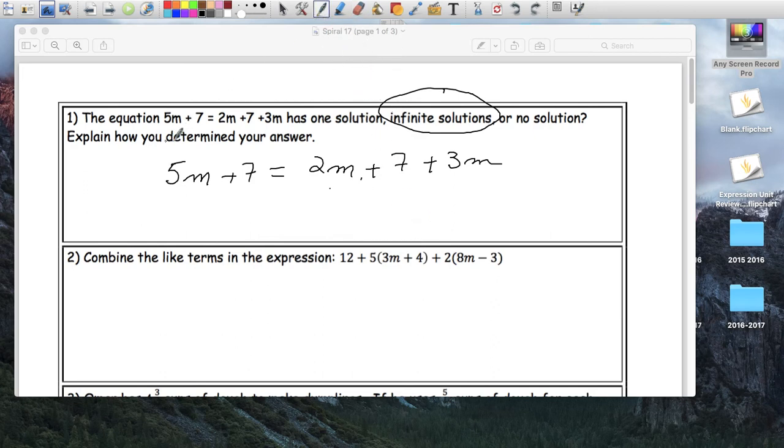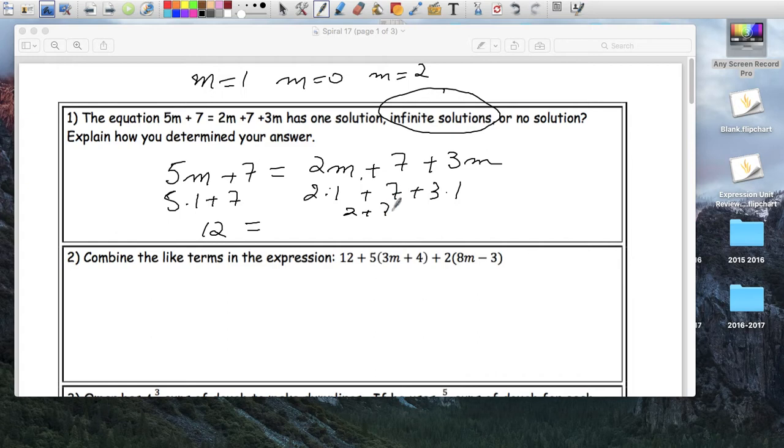To prove it, I'm going to select a few values for m. I'm going to make m equals 1, m equals 0, and m equals 2. Just 3 easy numbers, and let's see if they work. So let's pick m equals 1. It'd be 5 times 1 plus 7 on this side. 5 times 1 is 5, plus 7 is 12. So on the left side, it's equal to 12. On the right side, it's 2 times 1 plus 7 plus 3 times 1. 2 times 1 is 2 plus 7, and then plus 3 times 1, which is 3. So if I add these three numbers, 2 plus 7 is 9, 9 and 3 is 12. Guess what? It equals 12 on the other side. So that's okay.